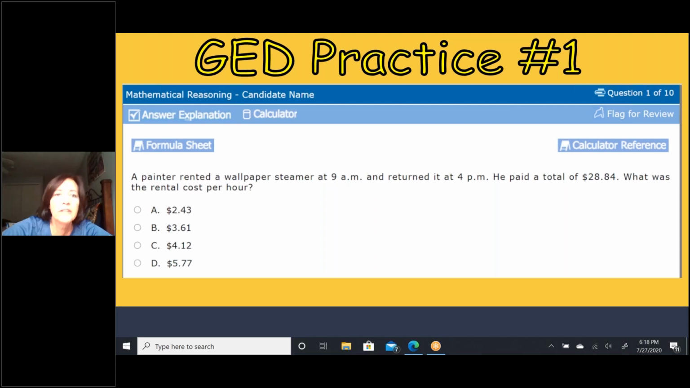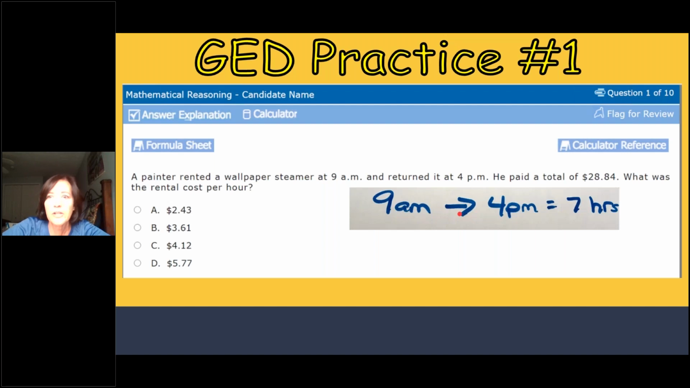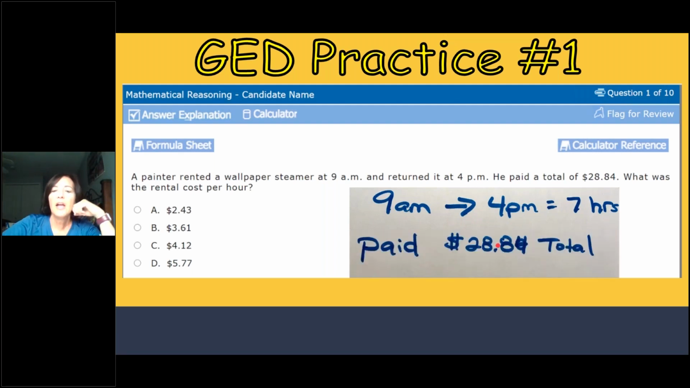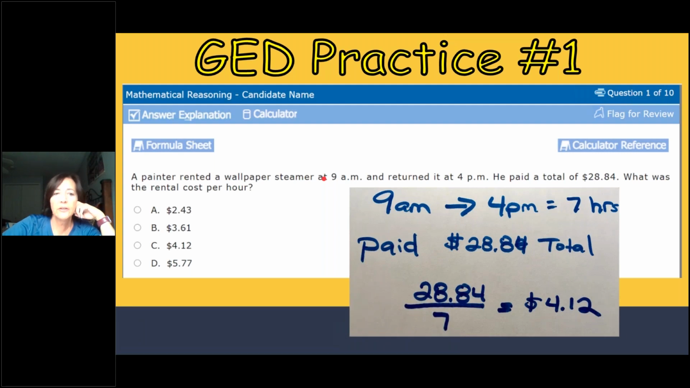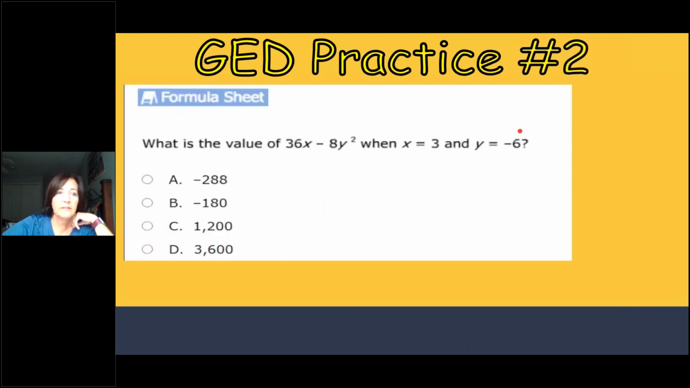Okay, it said a painter rented a wallpaper steamer at 9 a.m. and returned it at 4 p.m. He paid a total of $28.84. What was the rental cost per hour? The first thing you have to do is figure out how many hours he actually had it. From 9 a.m. to 4 p.m., 7 hours. And I just count that on my fingers. You know that he paid a total of $28.84. So we just need to divide by 7. And our answer is $4.12. And that's it.